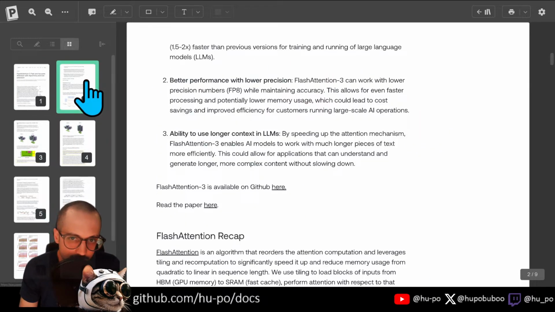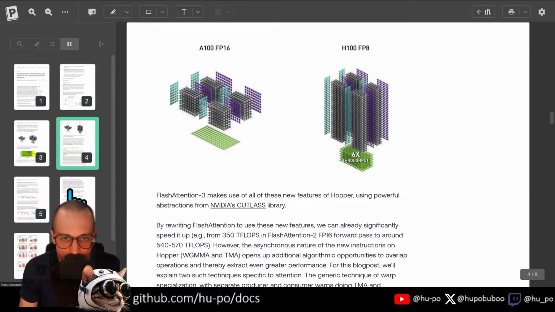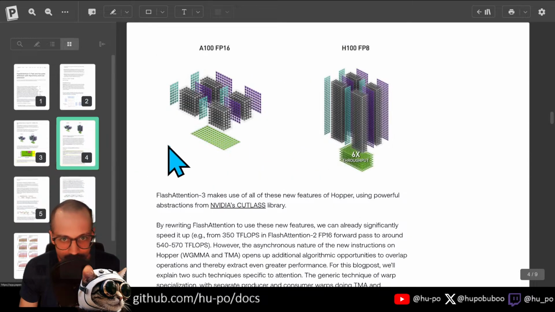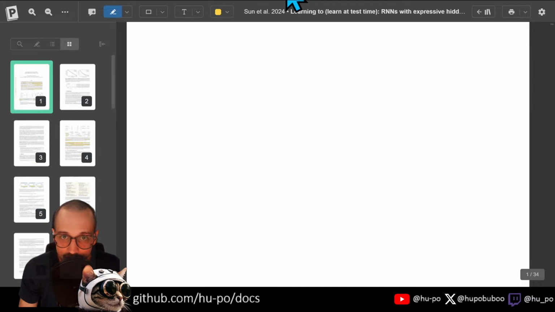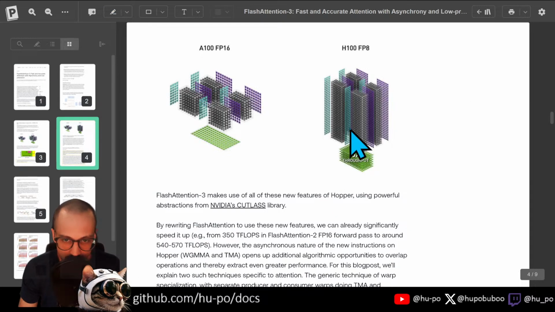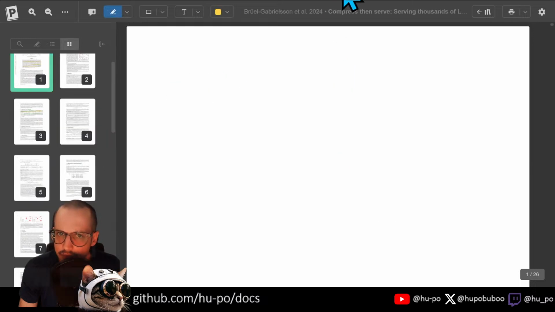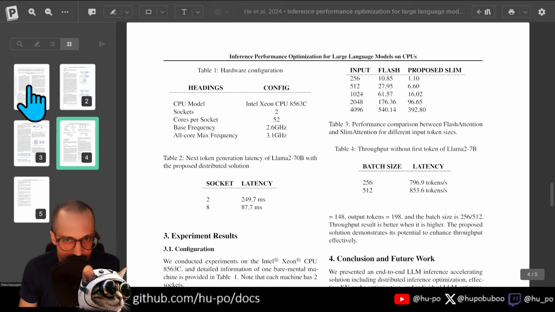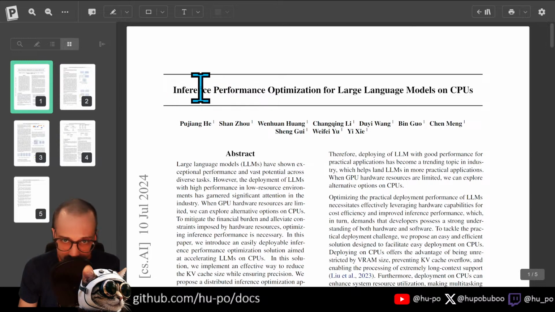So it's a never-ending game of figuring out clever ways of making all the different parts of these algorithms efficient on the current generation of hardware. And that kind of ties into this one here. This is kind of a throwaway paper, but: inference performance optimization for large language models on CPUs.